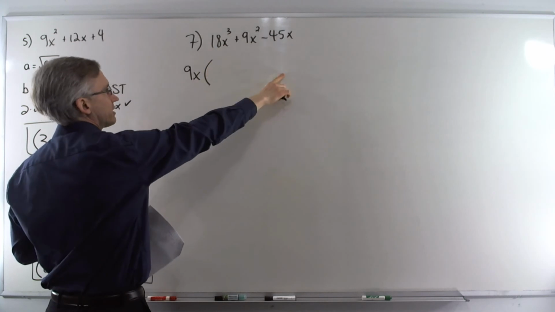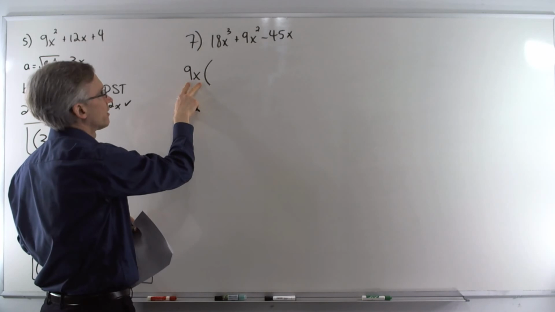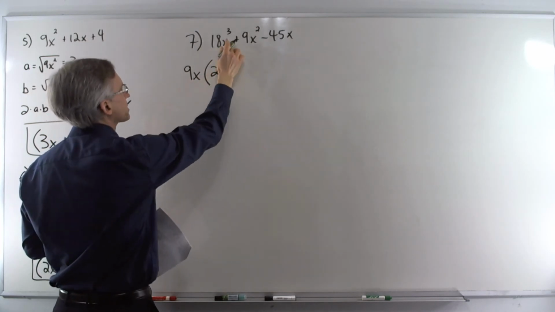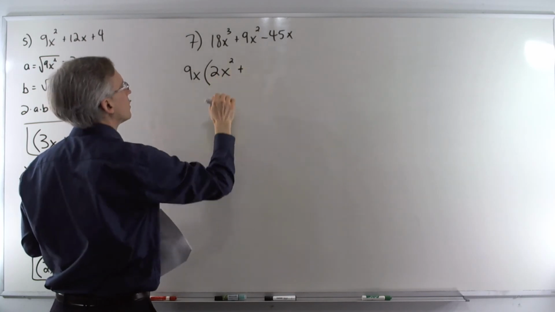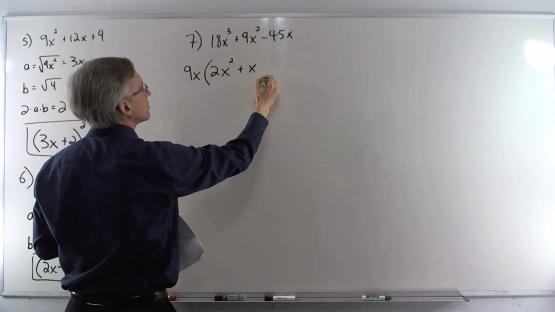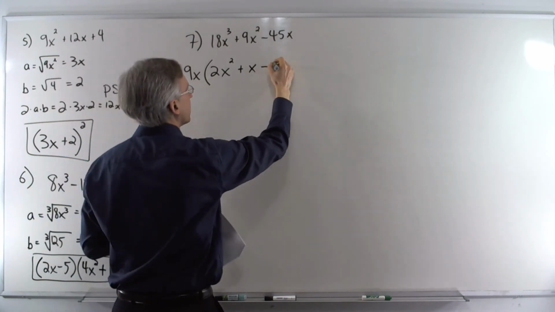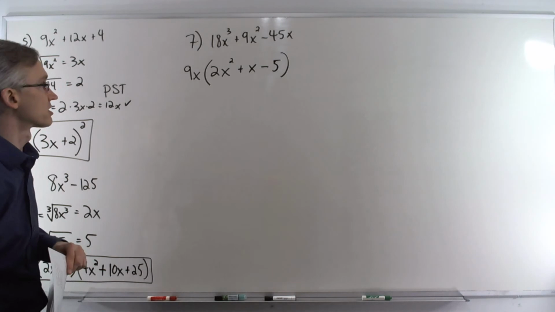All right, now for the inside of the parentheses, we'll take each term divided by the GCF. So 18 divided by 9 is 2. X to the third divided by x is x squared. 9 divided by 9 is 1. X squared divided by x is x. 45 divided by 9, got negative 5 here. And the x's cancel.